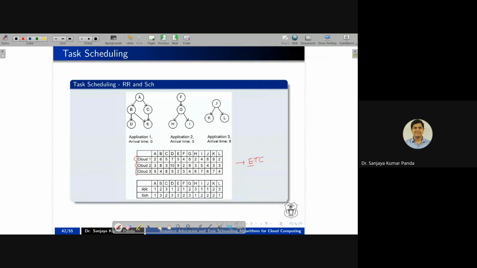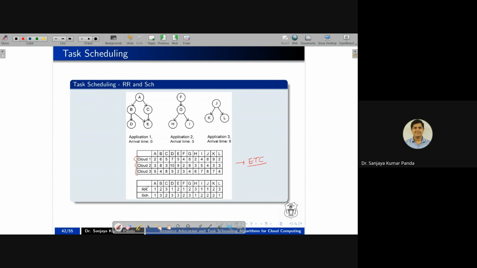I told you how to calculate the ETC matrix. It is based on volume of instruction, volume of data, processing speed, and bandwidth. So once you calculate this matrix, you can observe that this matrix is an inconsistent matrix. It is not a consistent matrix.